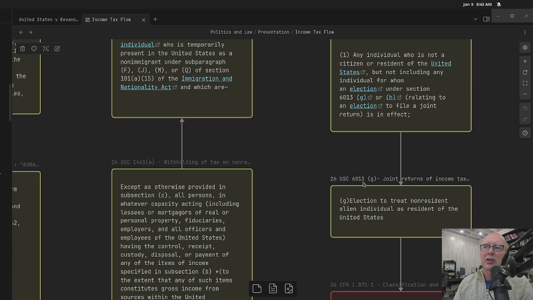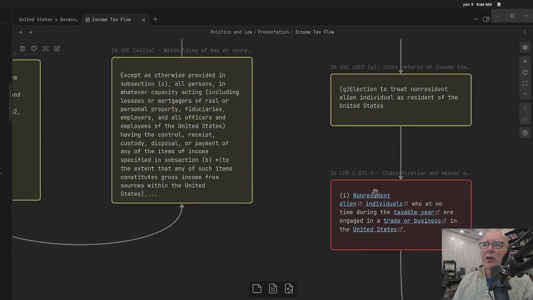In section 6013G, it says election to treat non-resident alien individual as a resident of the United States. So they had you file a joint tax return under the guise that you were going to save money on your taxes. In reality, that joint tax return has this tied to it that is not on the form. You will not find it, but you can find it if you go look up 26 USC 6013. In that code related to the form, it makes you liable. It has you declaring yourself as a citizen of the District of Columbia.